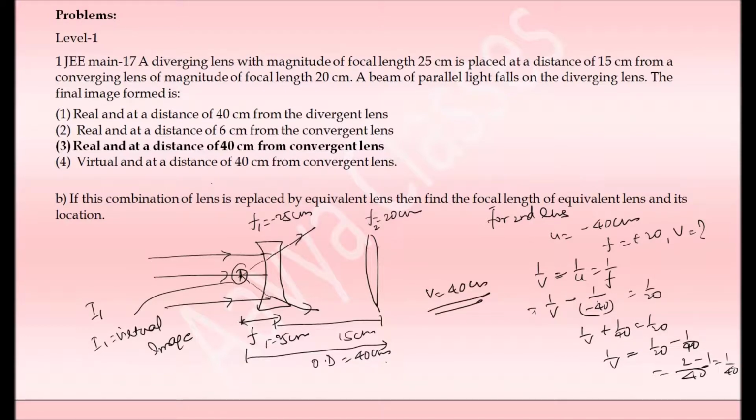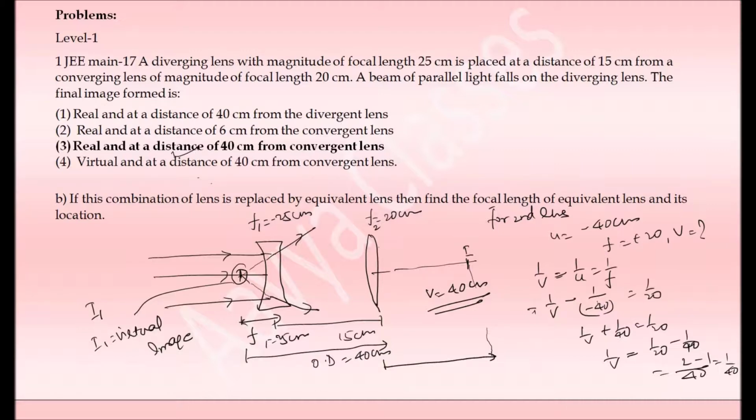So the final image will be formed at 40 centimeter from this convex lens. Suppose the image is formed at this point, we call it I, then I is at 40 centimeter from the convex lens. The image formed will be real, as the light ray will finally meet at this point I, and this convex lens converges the light ray. So the image formed by this system will be real, and at a distance of 40 centimeter from the convergent lens.